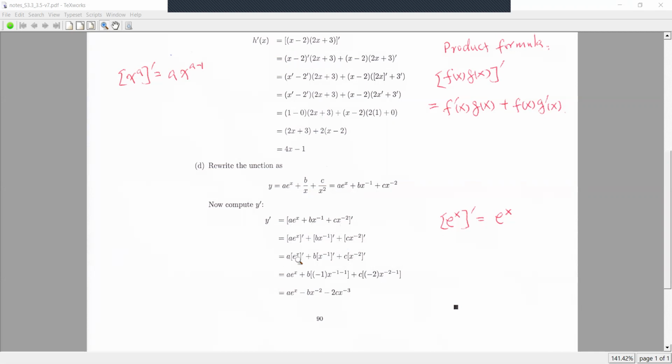Now, e to the x derivative is e to the x. x to negative 1 derivative is negative 1 times x to negative 1 minus 1 by this formula. x to negative 2 derivative is negative 2 times x to negative 2 minus 1 by the same formula. Simplify this expression, then this is the answer to Part D.